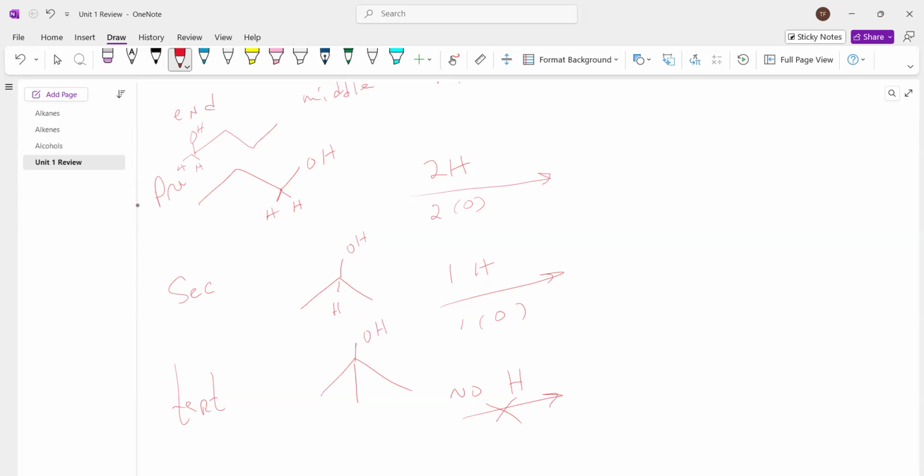And then when it's in the middle, it doesn't matter where in the middle, as long as it's not on the end, it only has one hydrogen because it's hooking up with another carbon, which takes up the other bond. And here we've got tertiary, all carbon bonds, no hydrogen bonds. So no hydrogens means it can't be oxidized. Does that make more sense?